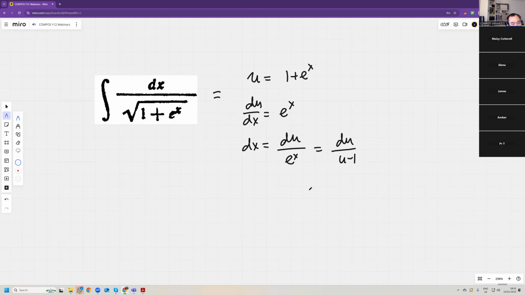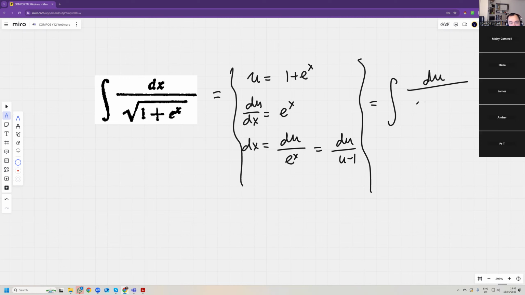Would that make any sense? Not necessarily. Root u. Maybe I can do better. Or perhaps not. Okay, let's see where this takes us. So the integral of du over u minus 1 times square root of u.